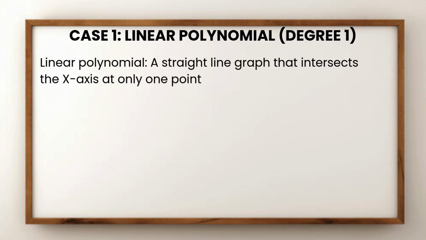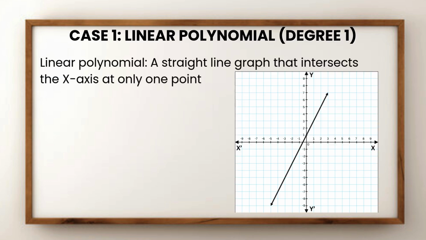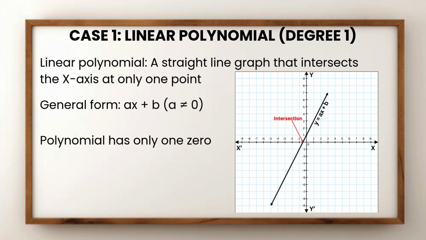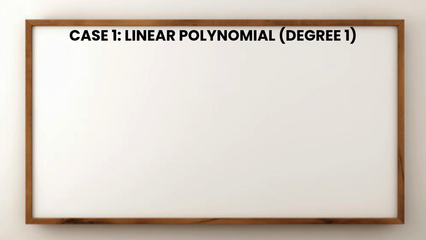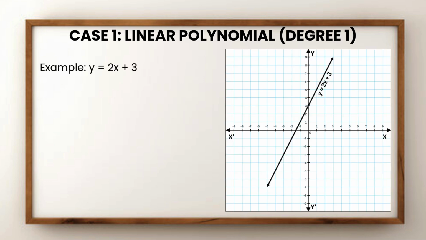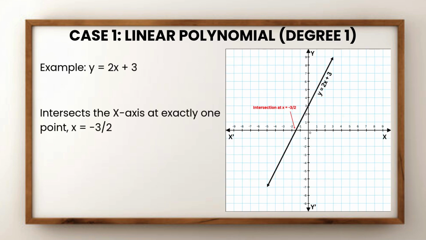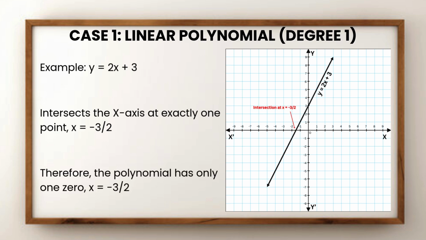A linear polynomial has a graph that is a straight line. This line intersects the x-axis at exactly one point, meaning it has only one zero. For example, the graph of y equal to 2x plus 3 crosses the x-axis at only x equal to minus 3 by 2, so this is the only zero of the polynomial.